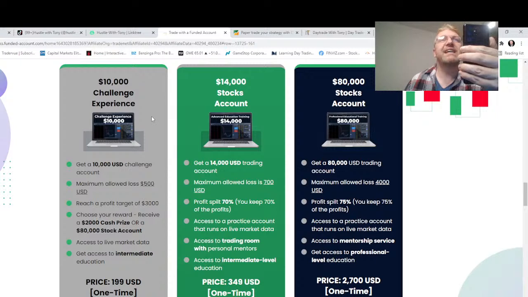You take what's known as the 10K challenge. The 10K challenge is that they will give you a simulator account, not a live account, of $10,000. The strict rules here are that you can only lose a maximum of $500, so it can't go below $9,500. If it does, the challenge is finished, you're done. The goal is that you need to grow that, over however long it takes you, to $13,000.